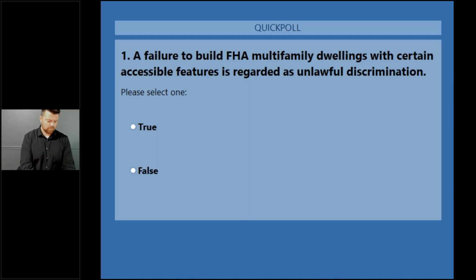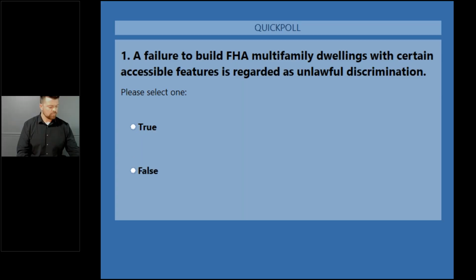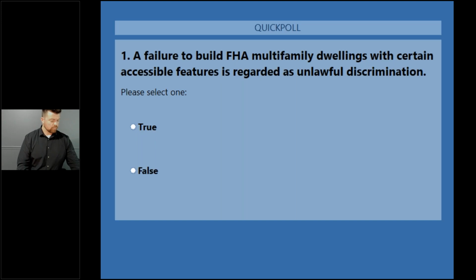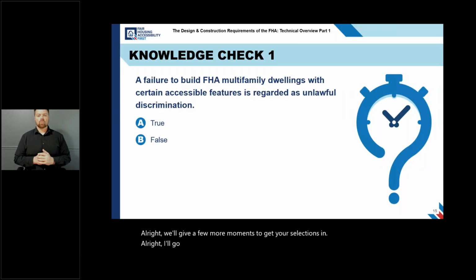And again, this reads, a failure to build FHA multifamily dwellings with certain accessible features is regarded as unlawful discrimination? The first option is true. The second option is false. All right, we'll give a few more moments to get your selections in. All right, I'll go ahead and close this poll. Thank you so much. And back to you, Crystal, with the key takeaways.